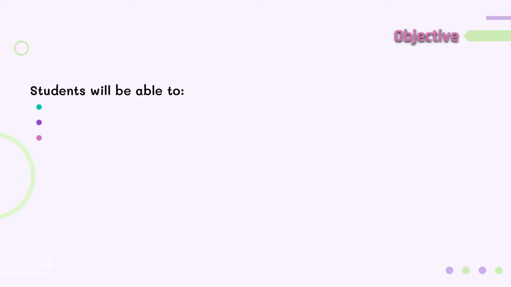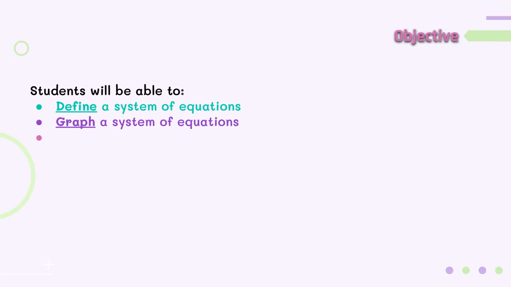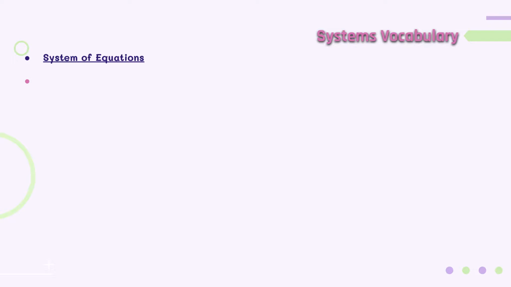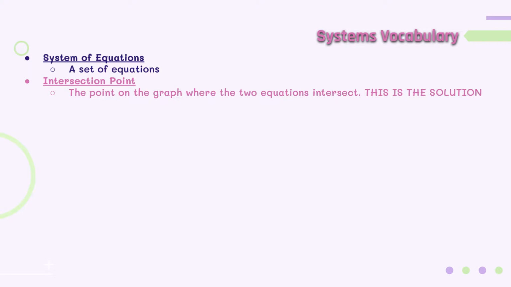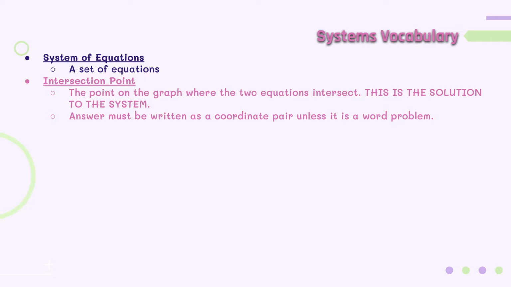In this lesson, students will be able to define a system of equations, graph a system of equations, and determine the intersection point of the system. Some key vocabulary: a system of equations is a set of equations that are graphed together on the same graph. An intersection point is the point on the graph where the two equations intersect. This is the solution to the system. The answers must be written as a coordinate pair unless it's a word problem.